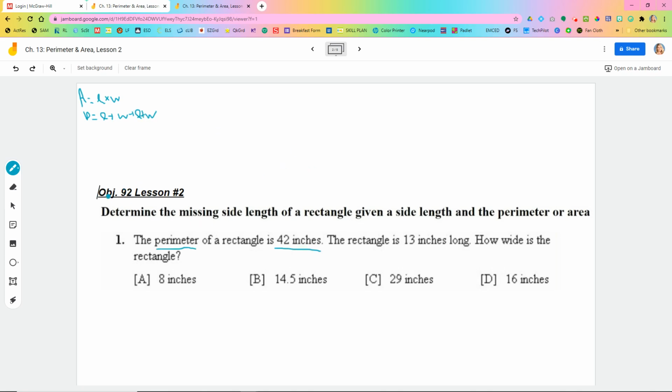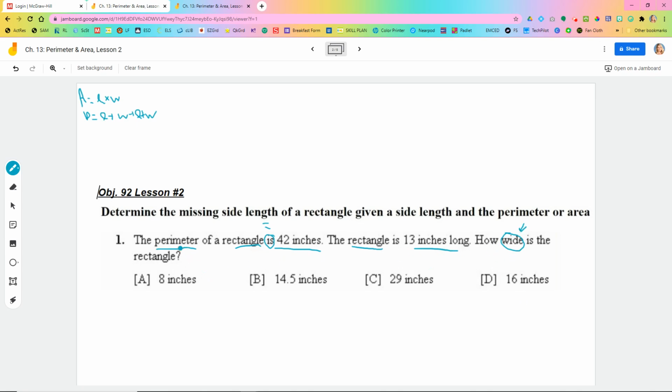All right, so let's look at this. Determine the missing side length of a rectangle given a side length and the perimeter or area. So let's look at this problem. The perimeter of a rectangle is 42 inches. Remember, "is" in math means equal to. All right, dealing with a rectangle. The rectangle is 13 inches long. How wide is the rectangle? So we're looking for the width.